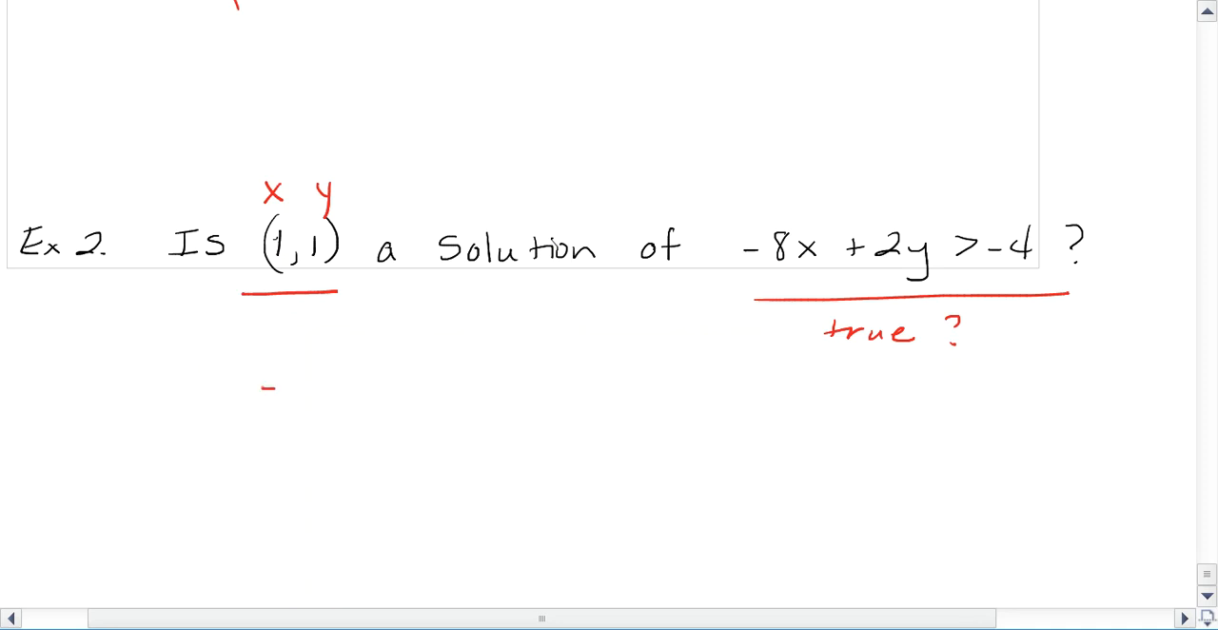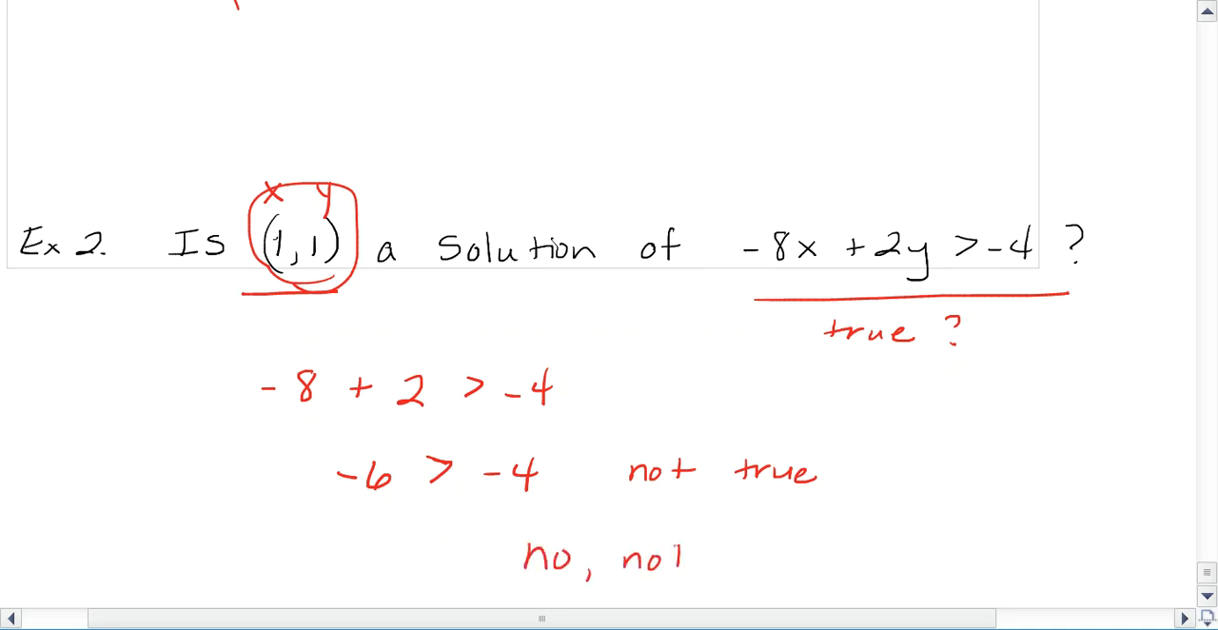Negative 8 times 1 is negative 8, plus 2 times 1 is 2. Is that greater than negative 4? So negative 8 plus 2 is negative 6. Is this true? Well, no, negative 6 is not greater than negative 4. It's less than that. So since this is not true, that means that the point (1, 1) is not a solution of this. So we would say no, not a solution. So just plug it in and see if it makes the inequality true.